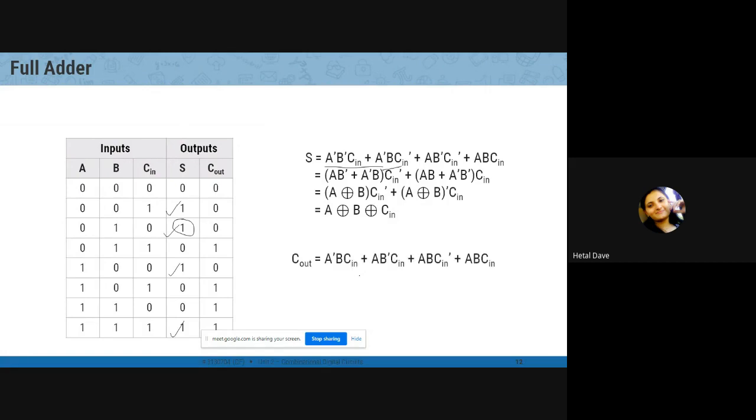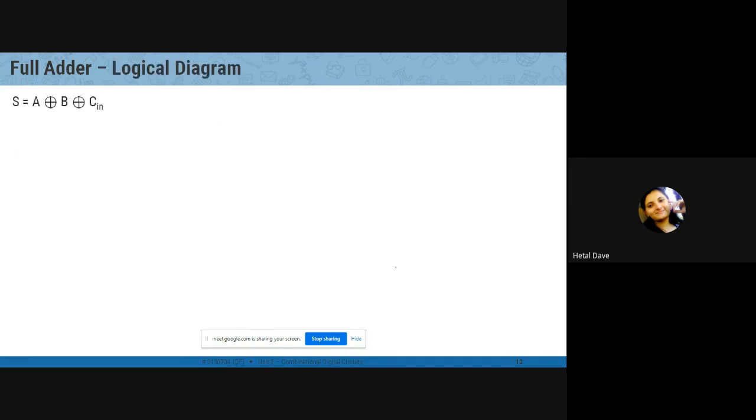Likewise, you will make an equation from the C column. Wherever 1 is there, you will put this equation. And whenever you solve it, you will find A B or (A XOR B) C in. So you found 2 equations. One is for S, one is for C out. From these equations, you will make a logic diagram.